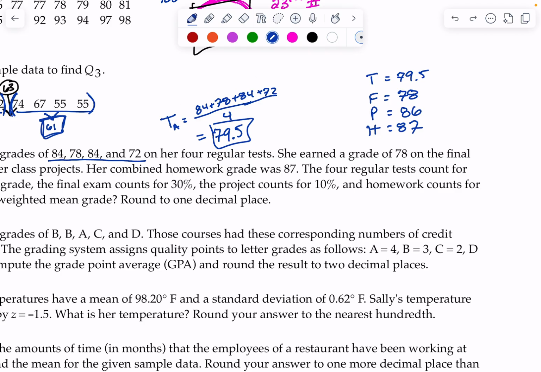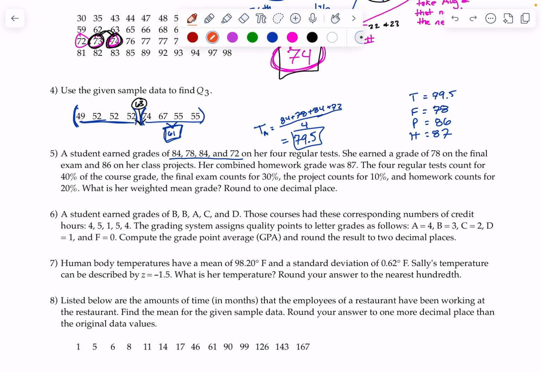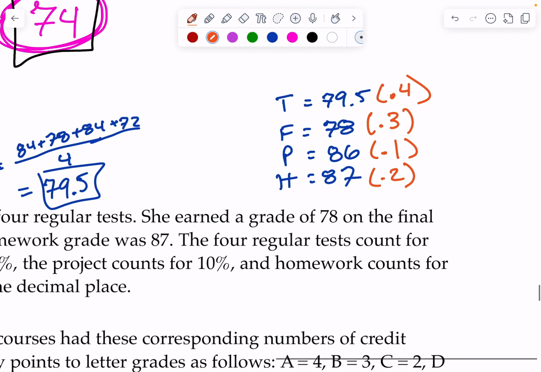Now they're going to tell me what the weights are. The 4 regular tests count for 40%, which is 0.4. The final exam is 30%, so 0.3. The project is 0.1 or 10%, and homework is 20%, so 0.2. Okay, and I'm going to multiply those together. Let's see, 79.5 times 0.4 is 31.8.